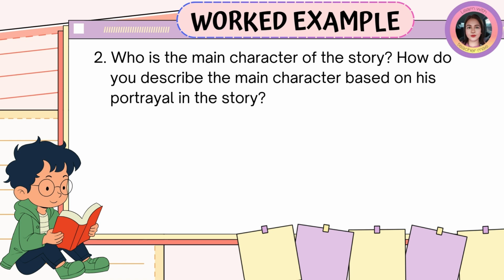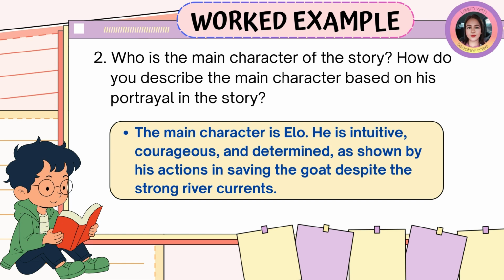Who is the main character of the story? How do you describe the main character based on his portrayal in the story? The main character is Elo. He is intuitive, courageous, and determined as shown by his actions in saving the goat despite the strong river currents.